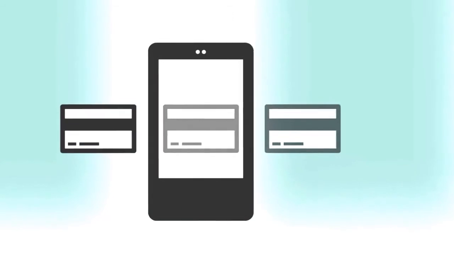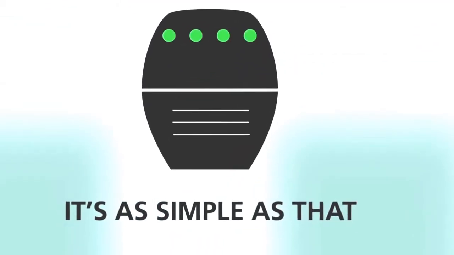Head over to your favorite coffee shop, open your mobile payment app, and select your credit card. If you set it up, enter your passcode. Then, hold your phone up to the cashier's contactless payment terminal. It's as simple as that.